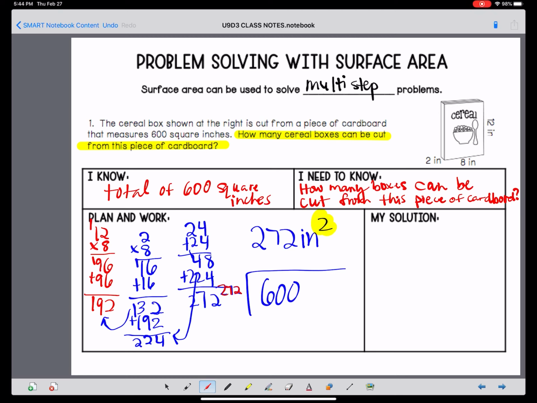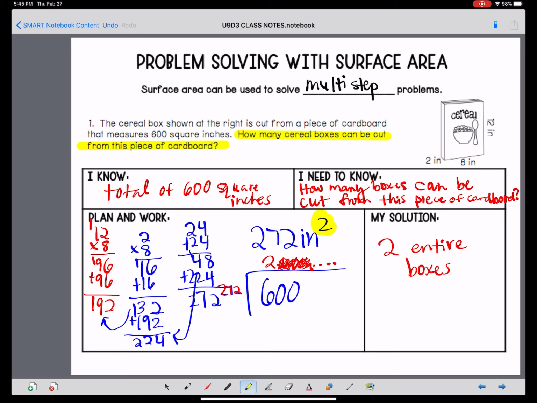I'm just going to use my calculator. 600 divided by 272 is 2.2 and so on. It doesn't matter, because we only want to know how many cereal boxes we can make. We can make 2 entire boxes. We don't really care about the rest of it, because we just want to know how many boxes we can make. Well, we can make 2. So 2 entire boxes, that is your answer.